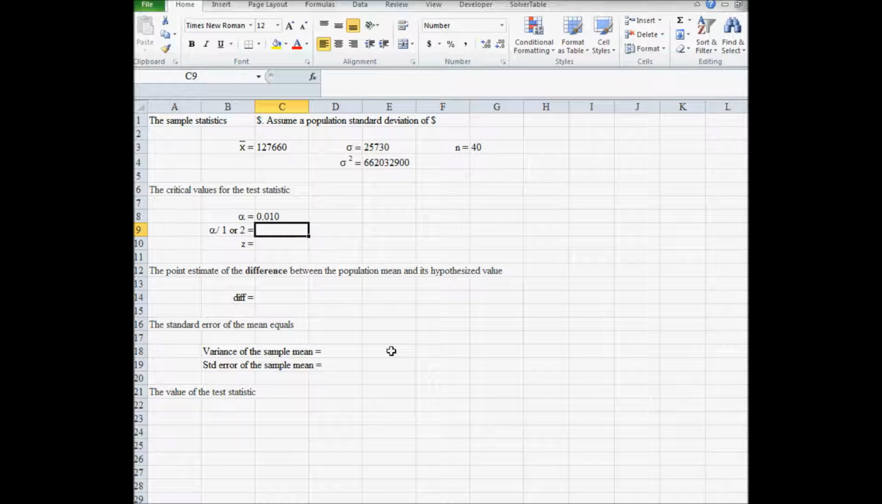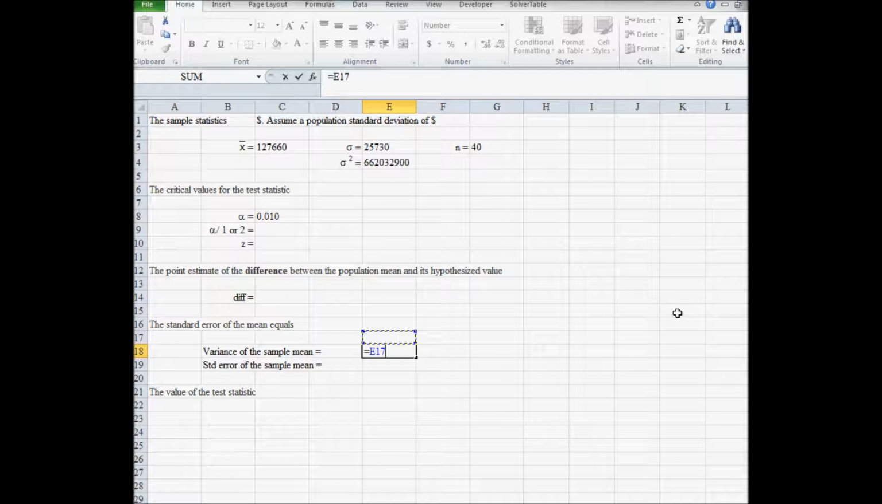Down here, where we want to find the standard error of the mean, we first have to calculate the variance of the sample mean. The variance of the sample mean is not the same thing as the variance of the variable. The variance of the variable is quite large. The variance of the sample mean is always smaller than that value. But you just take the variance of the underlying variable and divide it by the sample size. The standard deviation of the sample mean, also known as the standard error of the sample mean, is just the square root of the variance of the sample mean.